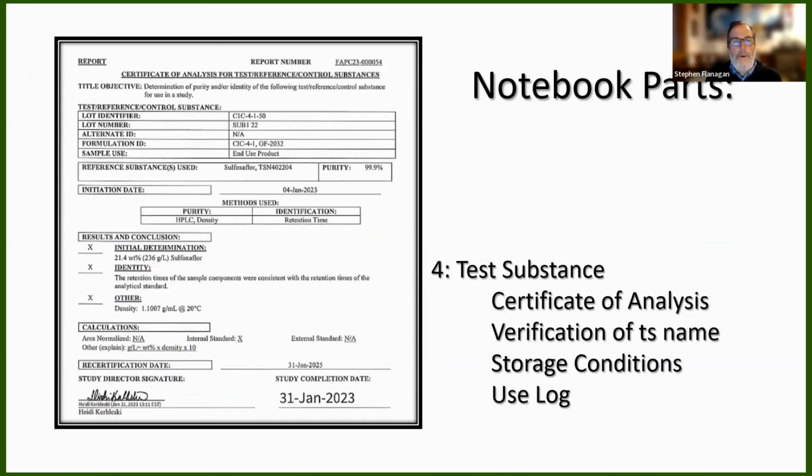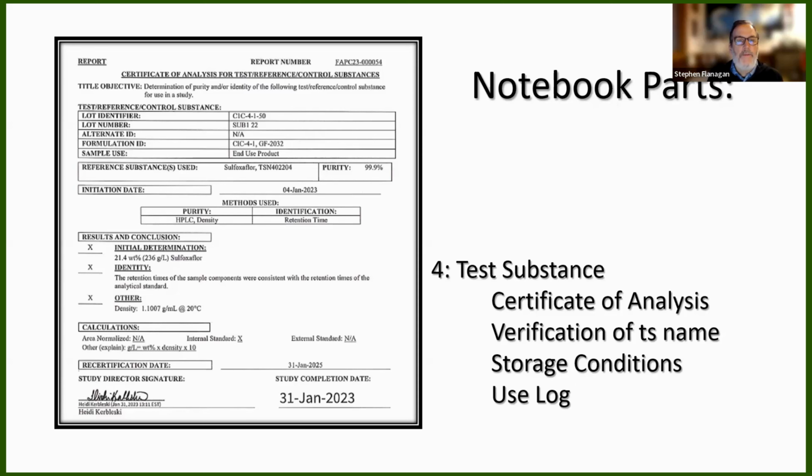The fourth part of the notebook is the test substance. And in this portion of the notebook, you're going to see a certificate of analysis. You're going to have a document that tells you what is the test substance that you received from the manufacturer. And there's something of a verification step in there. You want to make sure that what your documentation says matches the protocol, matches your understanding of what you're applying and what that compound is.